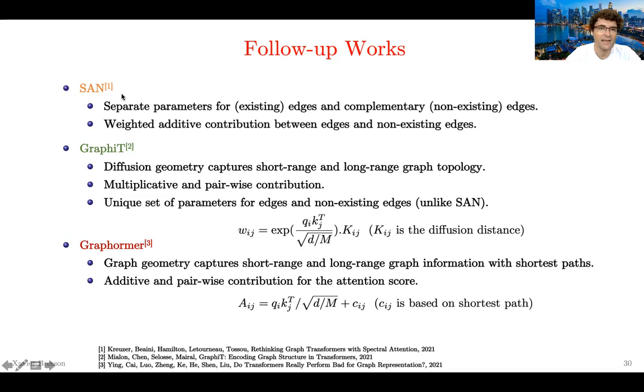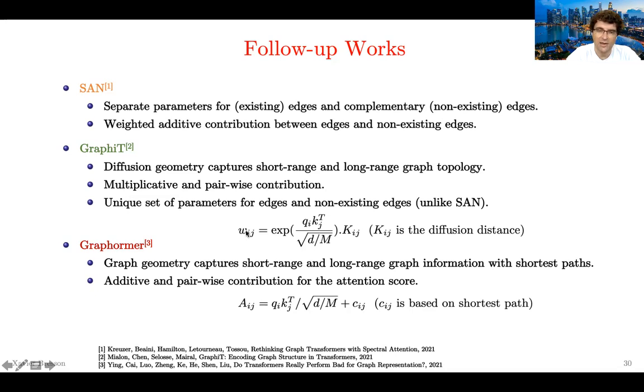Like SAN, where they proposed to separate parameters for edges, the true edges, and then the complementary edges, so the non-existing edges. And they did a weighted additive contribution between edges and non-existing edges. Then there has been Graphormer, which uses diffusion geometry to capture short range interaction between nodes and long range interaction. Which is here.